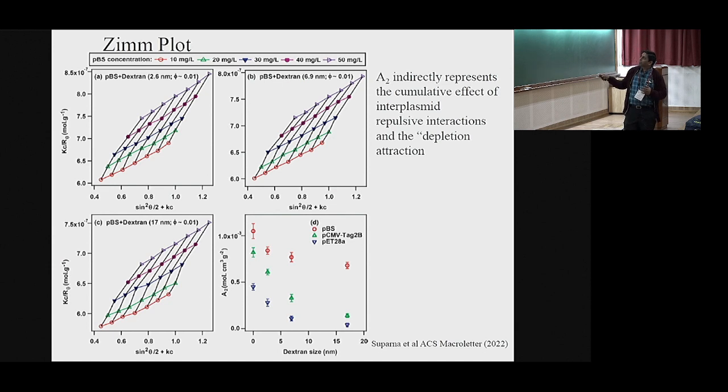You can also measure the second virial coefficient, which indirectly represents the interplasmid repulsive interactions, and it also gives you depletion attraction. How can you measure that? You can vary the concentration as well as the angle. Taking zero angle and zero concentration will give you the value of the second virial coefficient. Here you can see the second virial coefficient with the crowder size. It decreases as you increase the size of the crowder.